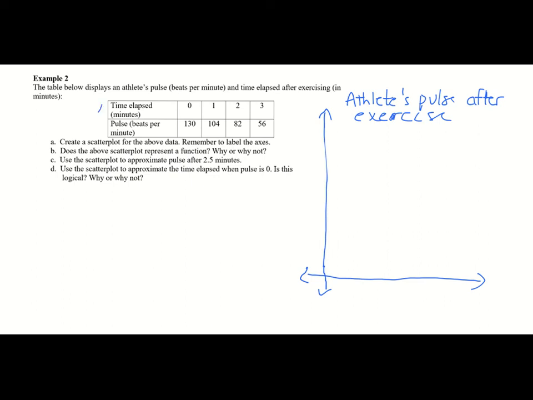This is going to be our X axis, and this is going to be our Y axis. So X is going to be time elapsed, and then the Y will be the pulse, in beats per minute. Okay, so for time elapsed, we go up to 3 minutes, so we can definitely count by ones there. So we have 0, 1, 2, 3, 4, 5, 6. And you always want to go out a little bit beyond what they gave you.